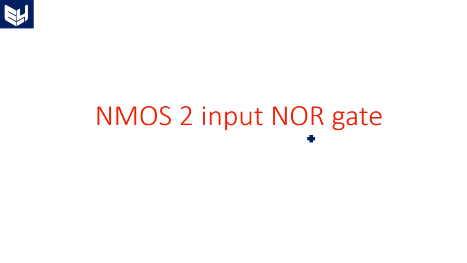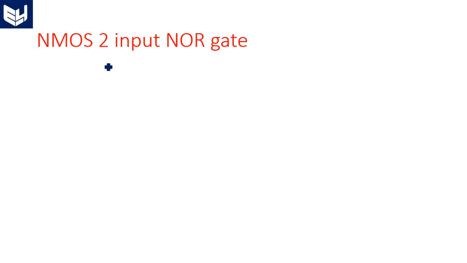Hi everyone. In this video I am going to explain a two-input NOR gate design using NMOS logic. In the previous video I explained a CMOS two-input NOR gate, where CMOS consists of PMOS transistors as well as NMOS transistors. But in the NMOS structure, all must be of N type. There is no PMOS transistor.